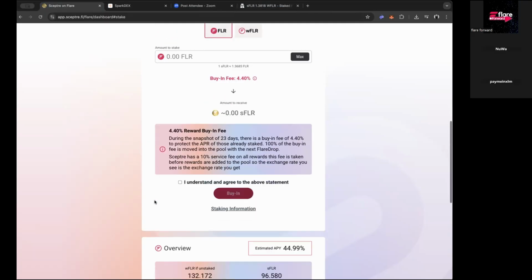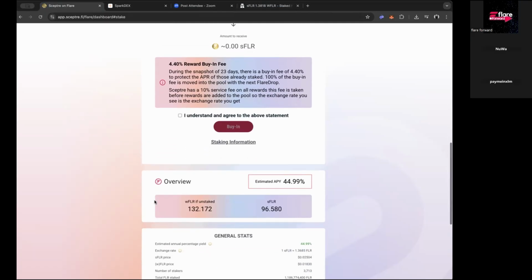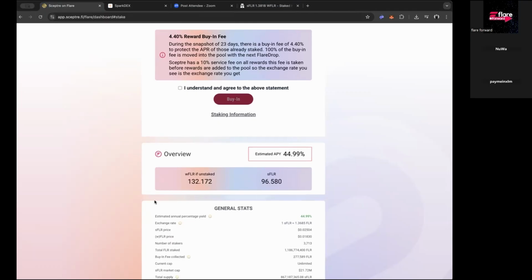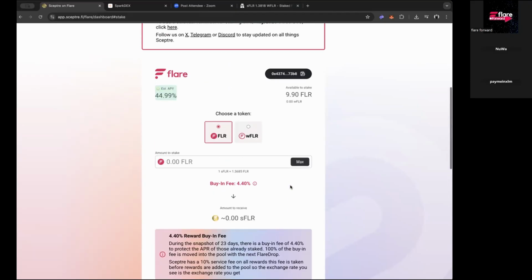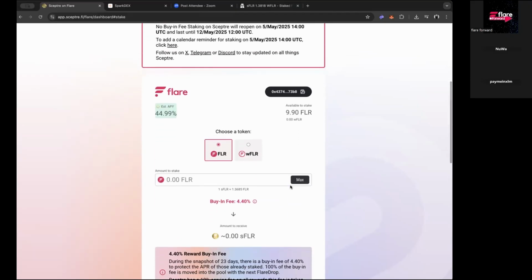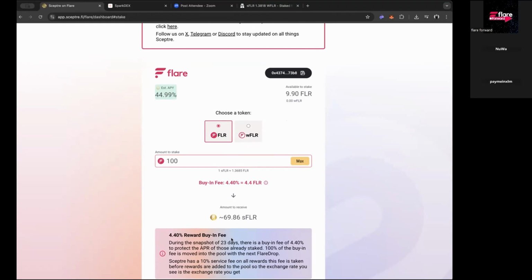Okay. So that means that sometimes it's better to buy or to stake on Scepter, and sometimes it's cheaper to buy on the Dex. But because we're so close, scroll up a little bit. If we scroll up right now, if we try to stake, because we are in the buy-in staking period, you have to pay 4.4. So then right there where it says flare, put 100. Right. So you are paying 69.86. So now go back to the Dex, Spartdex. Spartdex over here. Yep. And scroll all the way up.